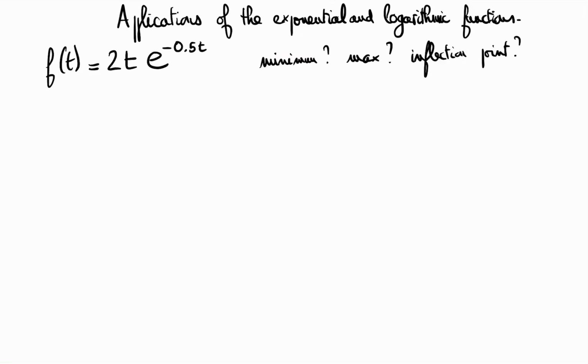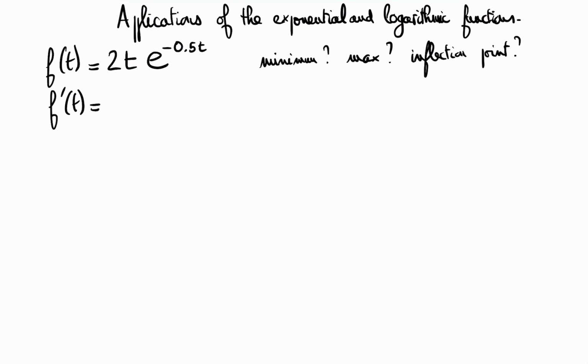Let's apply what we have done to another kind of function, not polynomial functions, namely the exponential function. So say we have this function f of t, which is 2t e to the minus 0.5t, and we want to see if it has a minimum, a maximum, or an inflection point. Okay, so to do that, we first need to calculate the derivative.